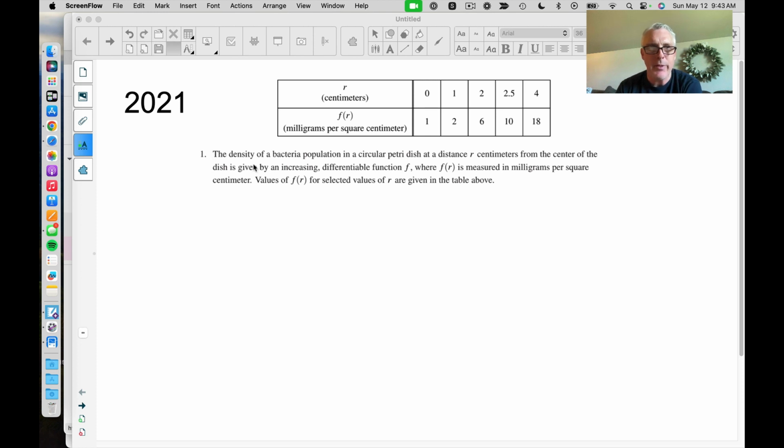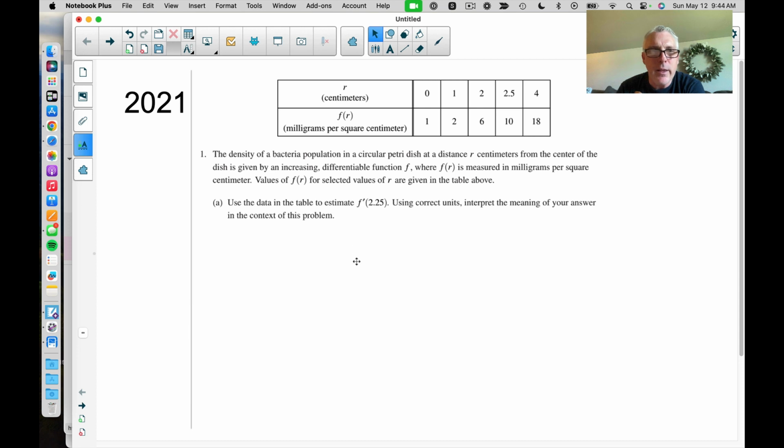Okay, they talk about the density of a bacteria population in a petri dish. Distance r from the center of the dish increasing, differentiable, no corners, no cusps. F of R is measured in milligrams per square centimeter. Weird units, but whatever, we're going with it. And then they give us some values for R.